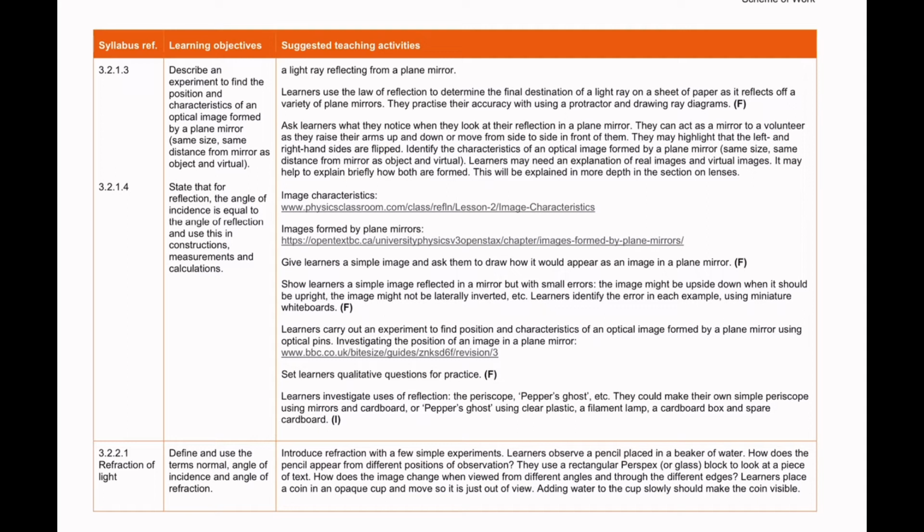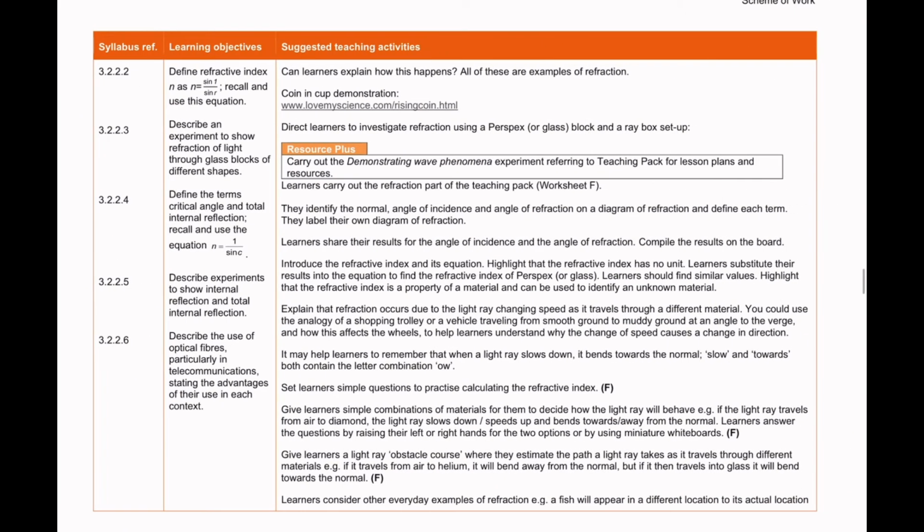Define and use the terms normal, angle of incidence, and angle of refraction. Define refractive index n as n equals sine i upon sine r. Recall and use this equation. Describe an experiment to show refraction of light through glass blocks of different shapes. Define the terms critical angle and total internal reflection. Recall and use the equation.